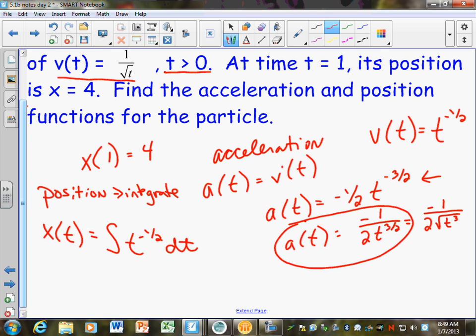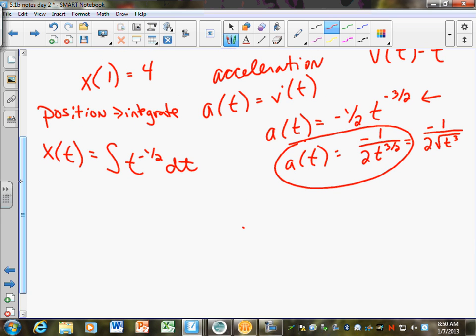Go ahead and integrate that. Add 1, divide by that. Don't forget your c. See if you can plug in the initial value to solve for c. t to the 1/2 divided by 1/2.